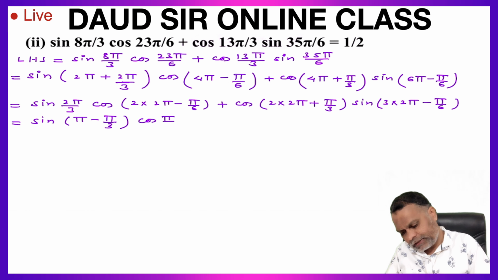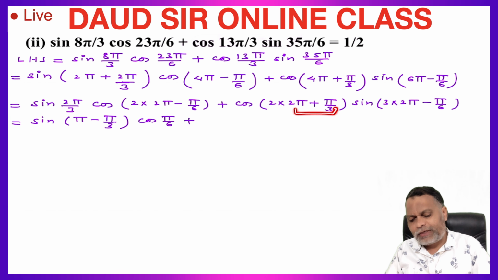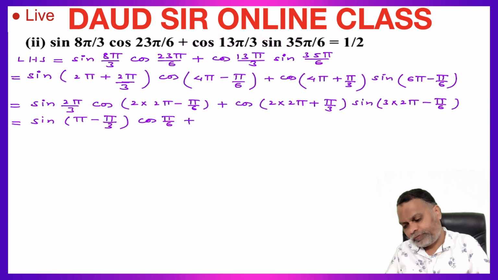Plus cos, n into 360 plus theta, and 360 plus theta is the same thing. This 2 is the number of rotation. 360 plus theta lies in first quadrant. In first quadrant all trigonometrical ratios are positive. This is cos, so plus sign. In case of 360 degree there is no change, so this is cos pi by 3.